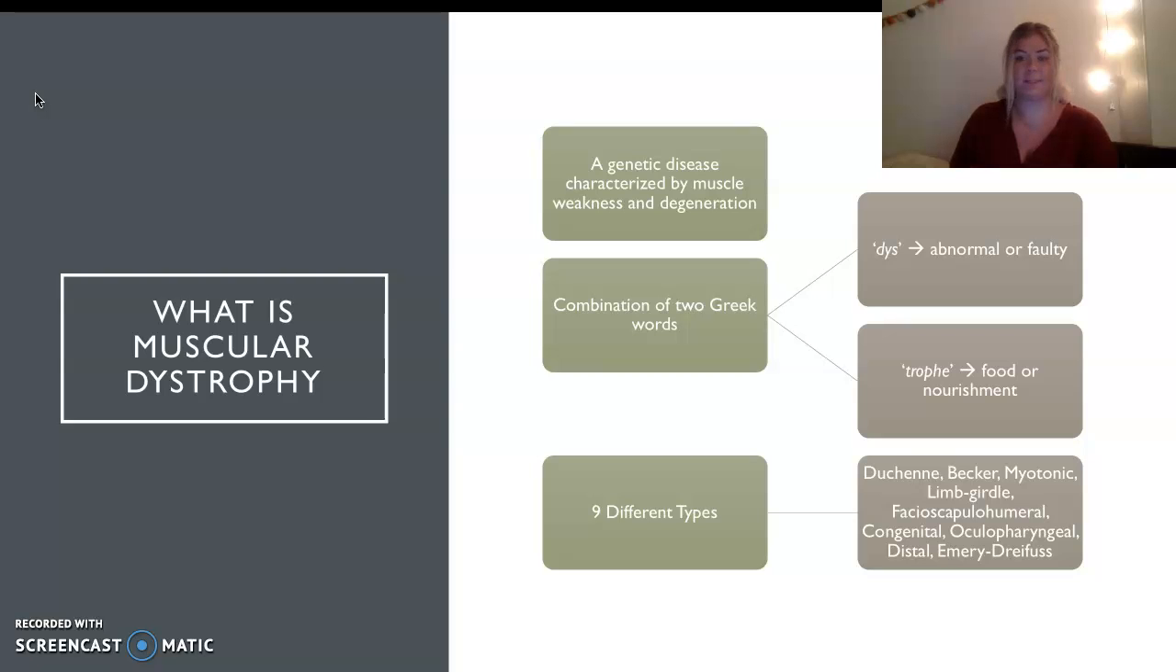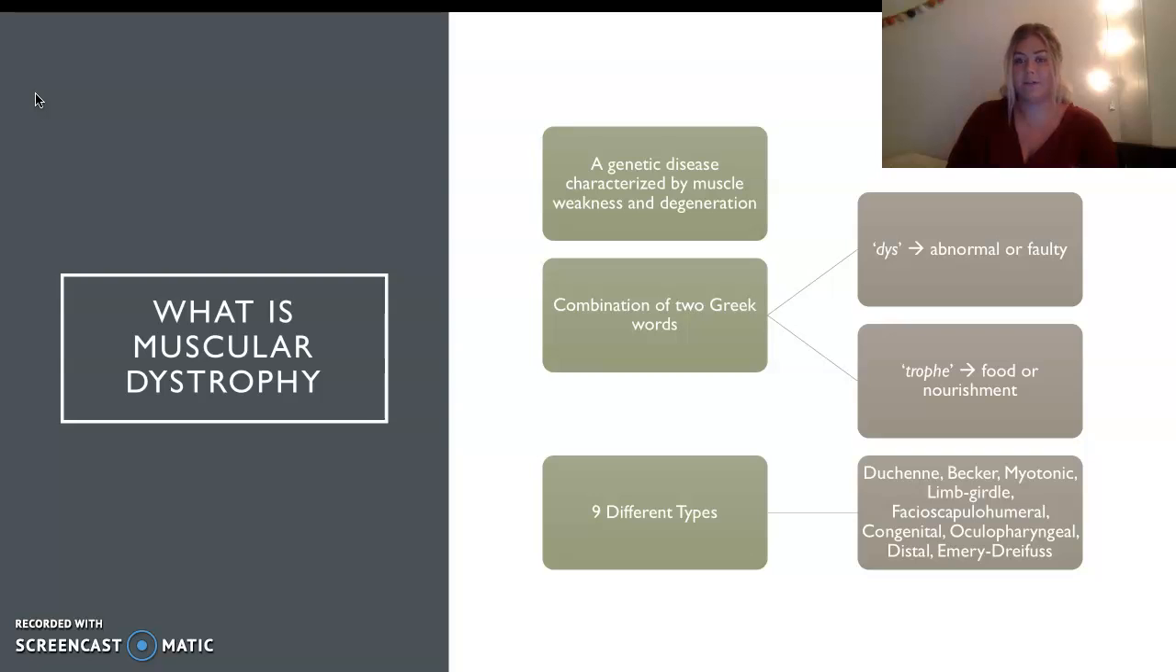So the muscles and the cells and tissues of the muscles degenerate as they weaken, which just means they get smaller, they get weaker. And the word dystrophy itself comes from the combination of two Greek words, dys meaning abnormal or faulty, and trophy meaning food or nourishment. So this means that the nourishment of the muscle was defective, quite literally.